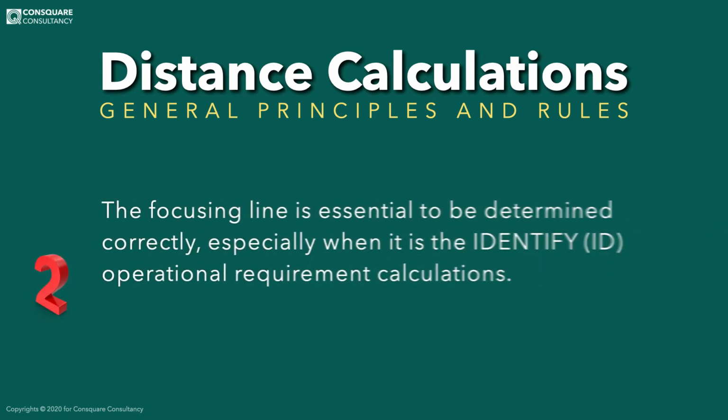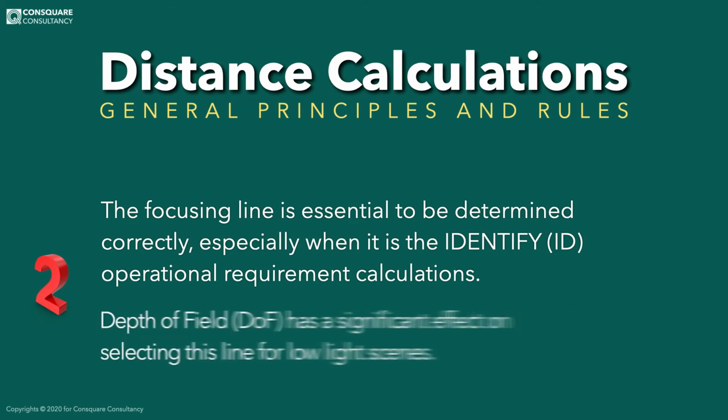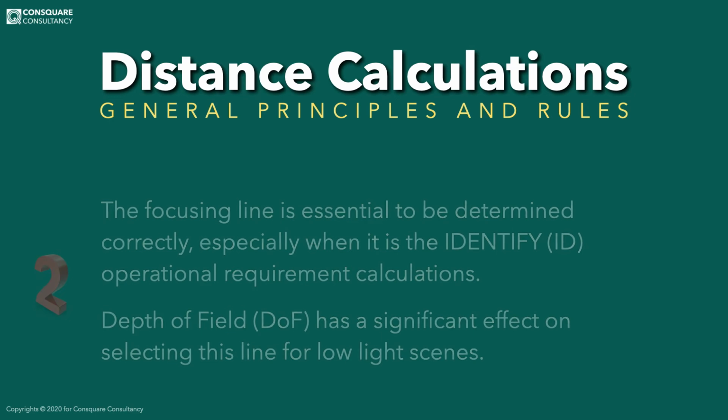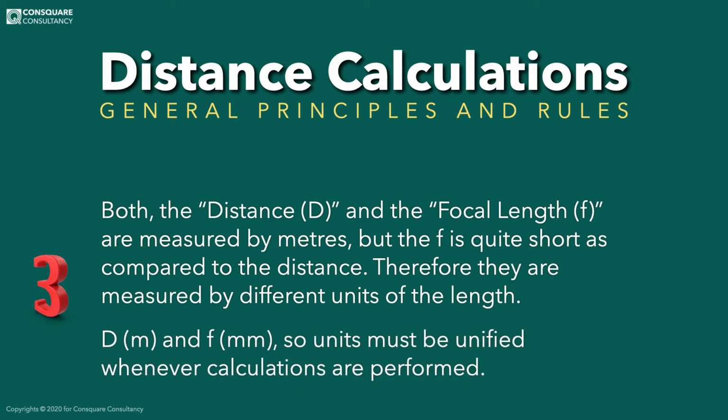Number 2. The focusing line is essential to be determined correctly, especially when it is the identify operational requirement calculations. Depth of field has a significant effect on selecting this line for low light scenes. Number 3. Both the distance, capital D, and the focal length, small f, are measured by meters, but the focal length is quite short as compared to the distance. Therefore they are measured by different units of length. Distance is measured by the meter and focal length by the millimeter, so units must be unified whenever calculations are performed.